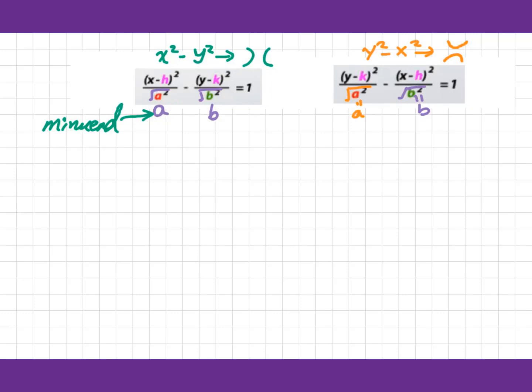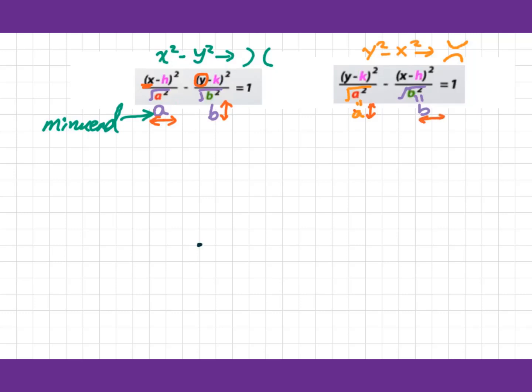Remember, for ellipse and hyperbola, a, b, c must be followed by an arrow. Since this a is below x squared, it's a horizontal move. And for b, since it's below y squared, it's vertical. For this a, below y squared, that's why it's a vertical arrow. For this b, below x squared, that will be horizontal.